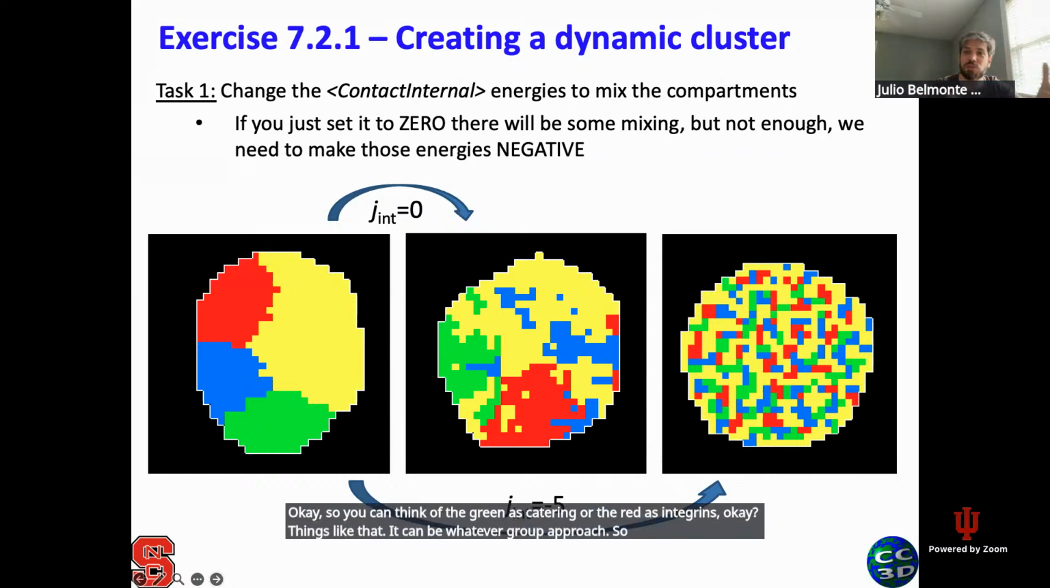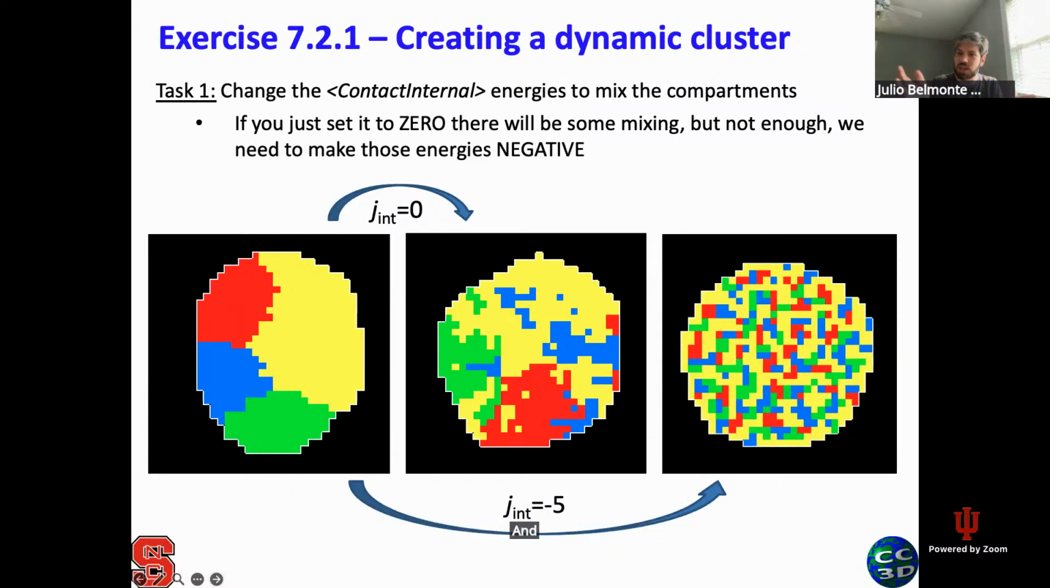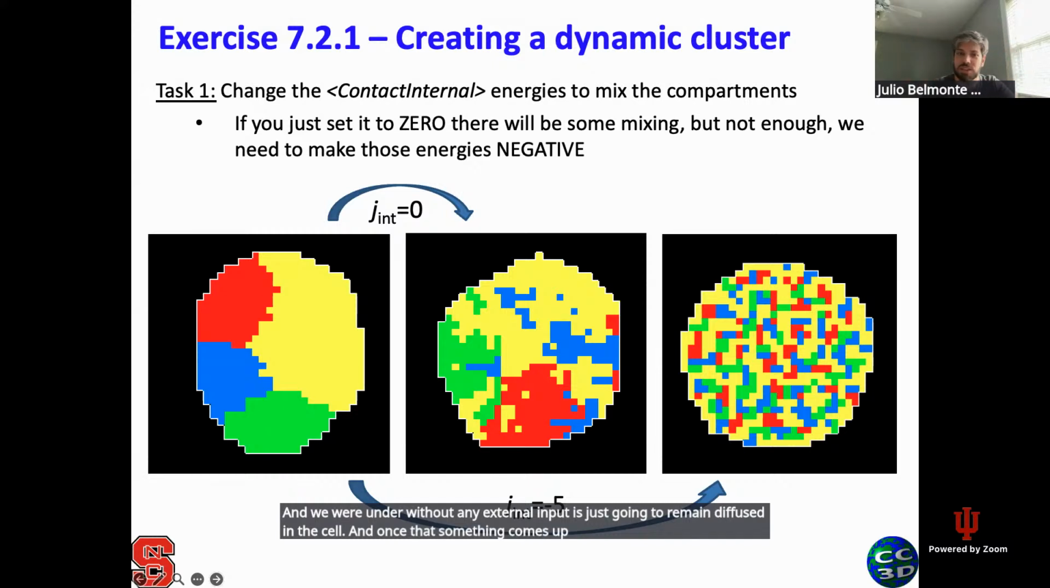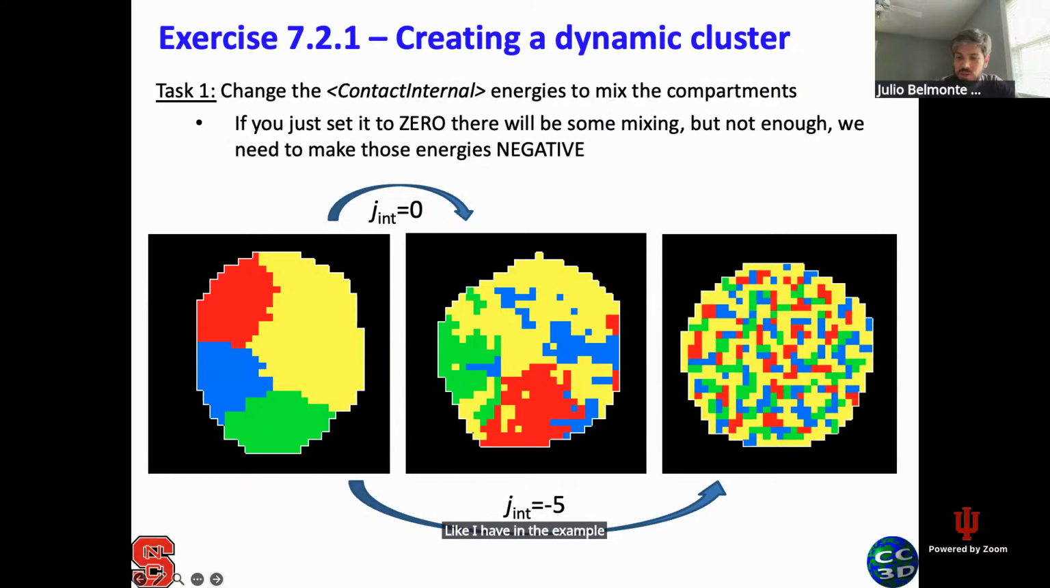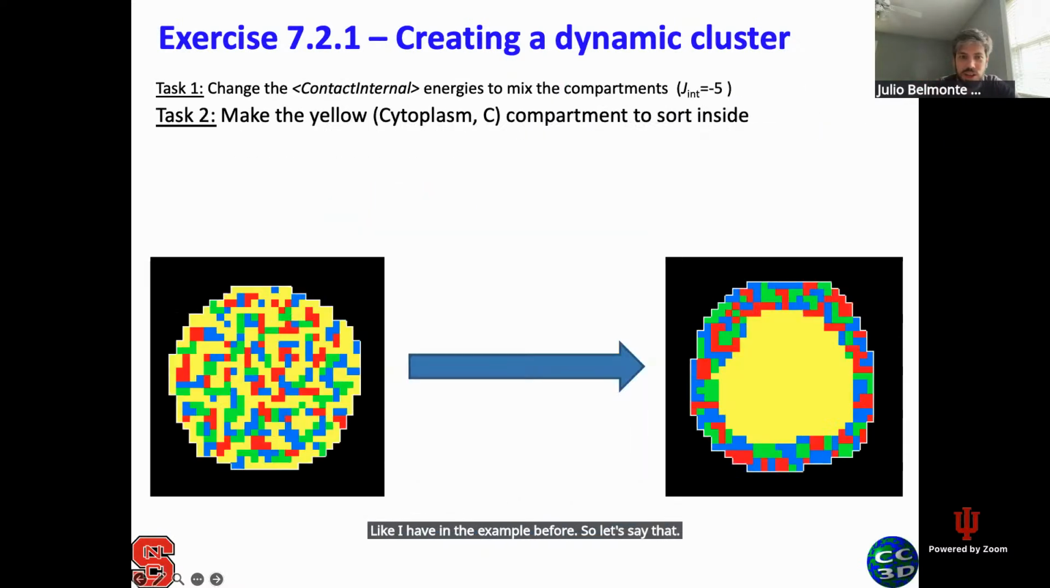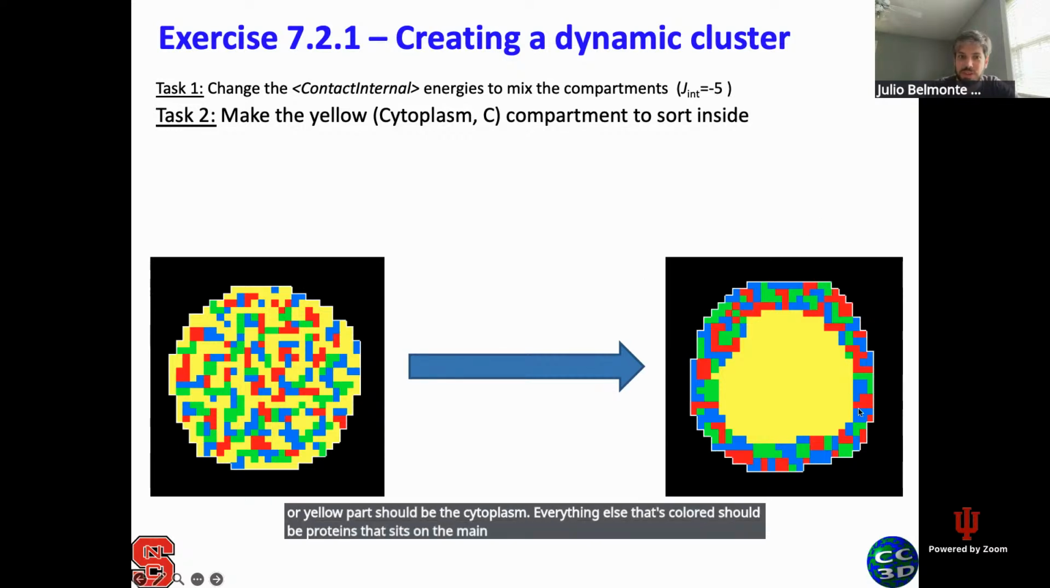So it's something that can diffuse inside the cell or diffuse along the membrane, in which, without any external input, they're just going to remain diffused inside the cell. And once that something comes up, they segregate. But one of those compartments can also be something generic, like the cytoplasm, like I have in the example before. So let's say that our yellow part should be the cytoplasm, and everything else that's colored should be proteins that sit on the membrane. Okay, so it should be something like that, kind of looks like this.